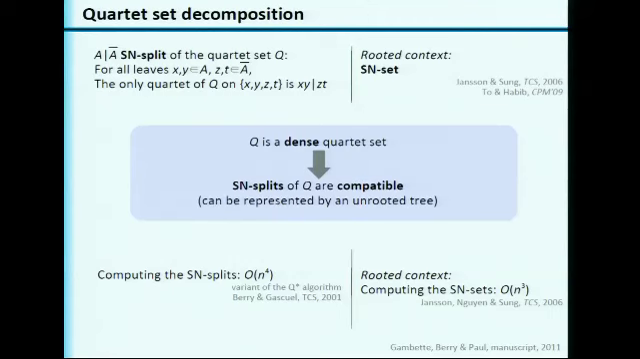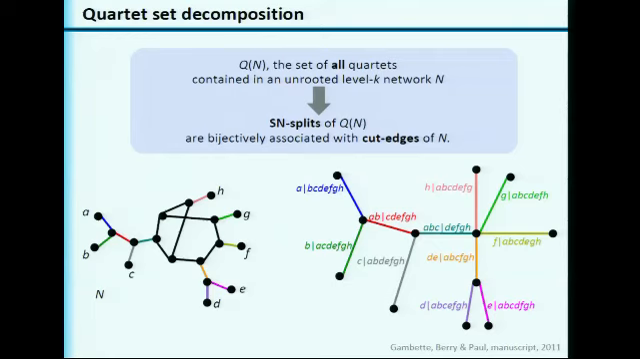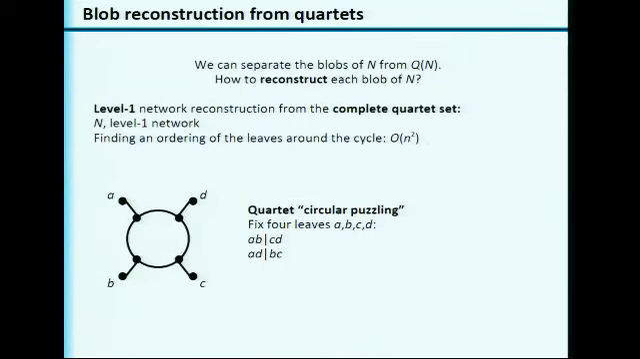And it can be obtained in O of n^4. This is the tree that you obtain from the quartets, and we showed that in fact there is a bijection between the edges of this tree and the cut edges of the network that contains all the quartets. So we managed to find the decomposition of the network knowing the whole quartet set. Now the problem is, how do you reconstruct, once you have decomposed it, the inside of the blobs?